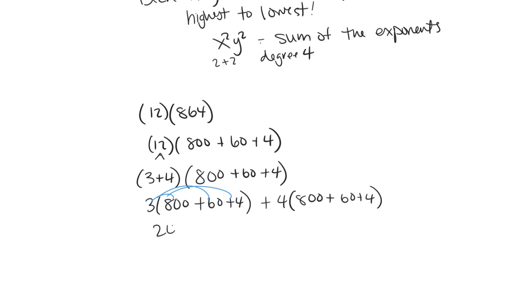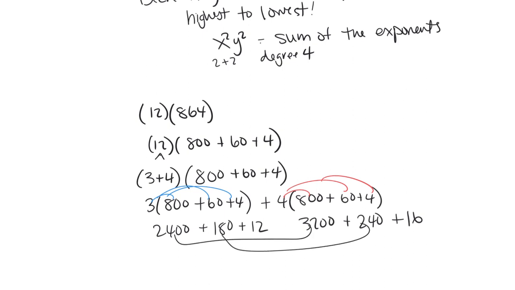I could get 2400 plus 180 plus 12, and here I could distribute, I'm going to get 3200 plus 240 plus 16, and then I'm just going to combine them all. These are all like terms, obviously, so you could just add them together, but I might combine these ones first, and then those ones, and then those ones. But just a reminder, so think about that.